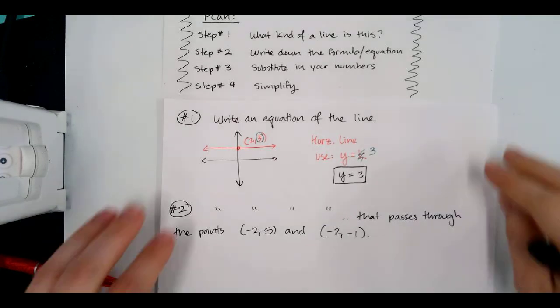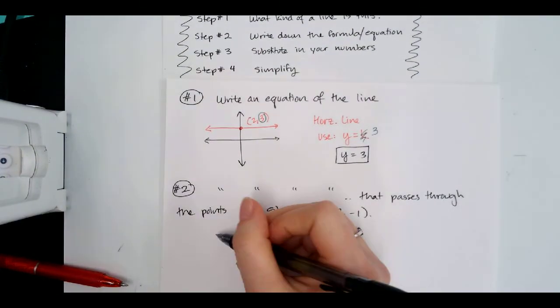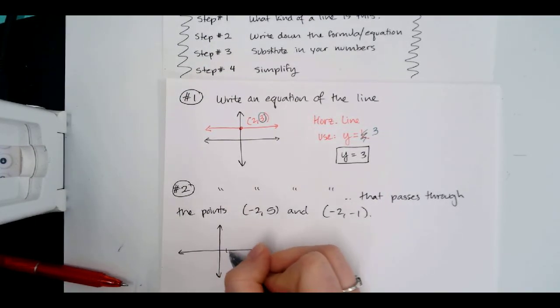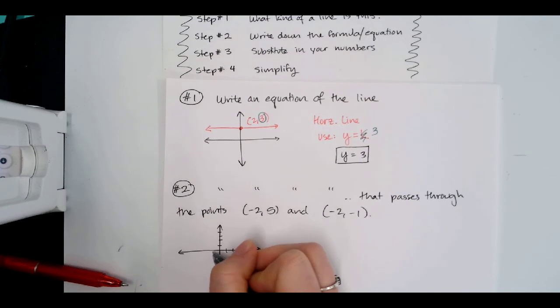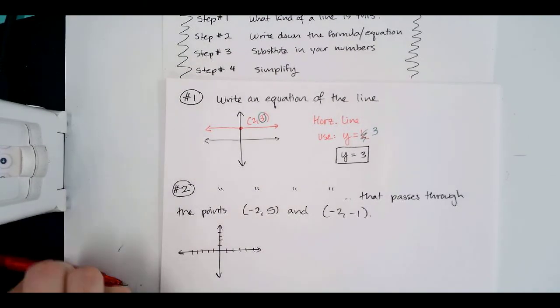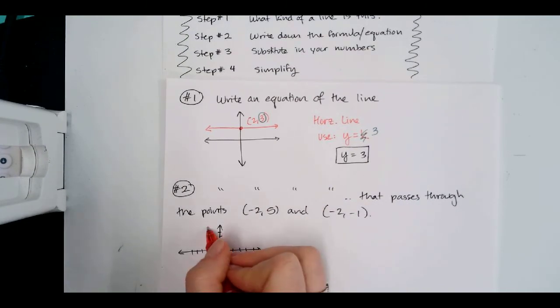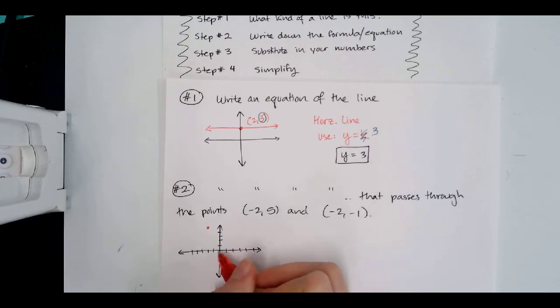I'm not quite certain. I'm going to go ahead and draw a little sketch of it. Okay, here's my graph. Let's put in some tick marks. 1, 2, 3, 4, 5. First point, -2, 5. Next point, -2, -1. Sorry, I didn't put that tick mark. That's a little off.